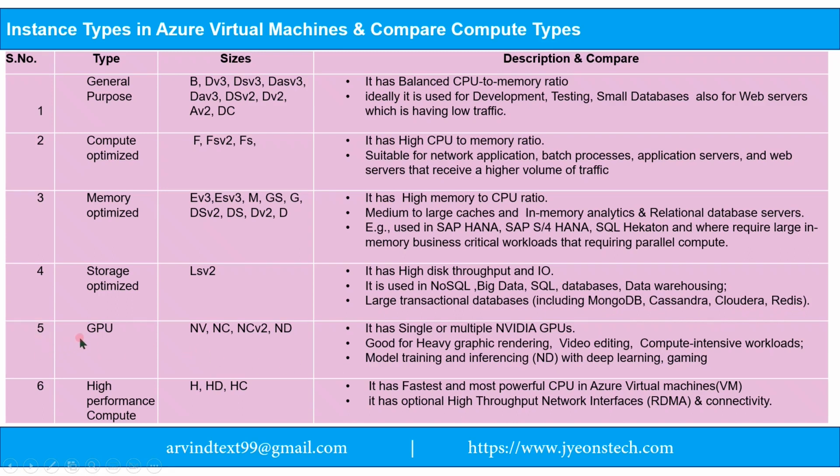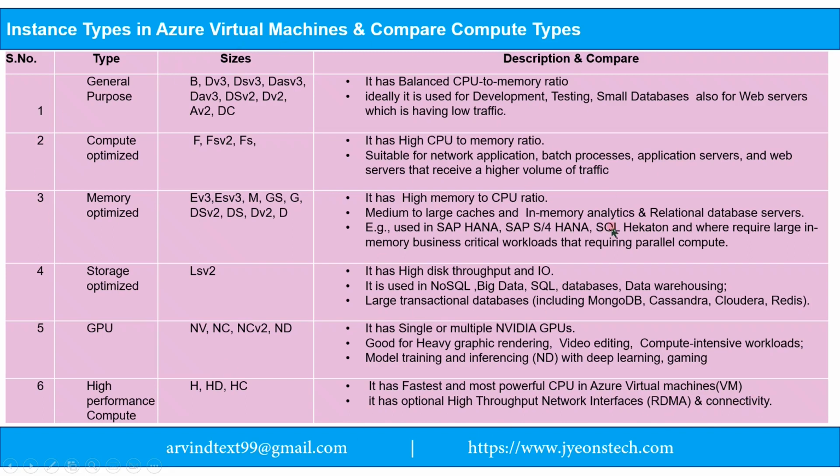Next is GPU. These are the sizes. It has single or multiple Nvidia GPUs, good for high graphics rendering, video editing, compute intensive workloads, model training and inference with ND series for deep learning. Sixth is high performance compute. These are the sizes. It has the fastest and most powerful CPUs in Azure virtual machines, with optional high throughput network interface RDMA connectivity. So these are the types and the comparison.